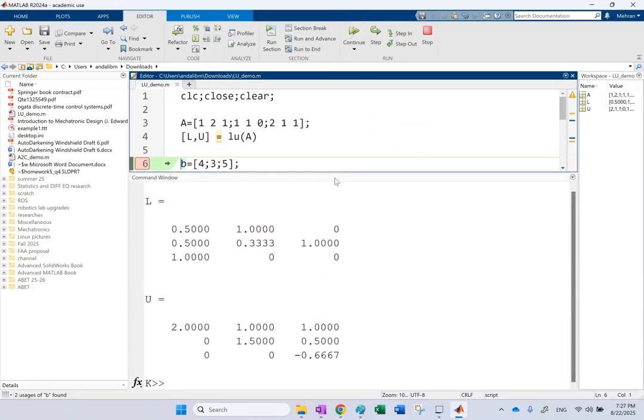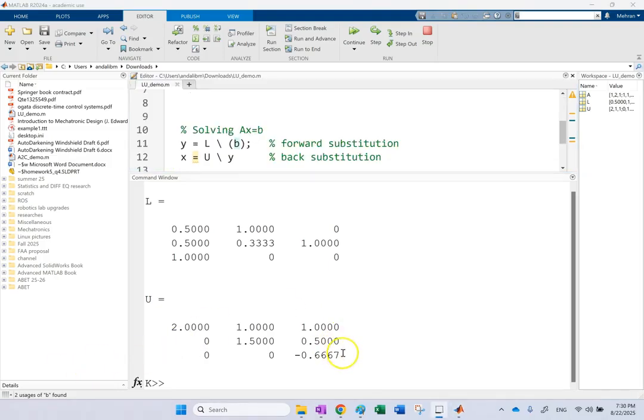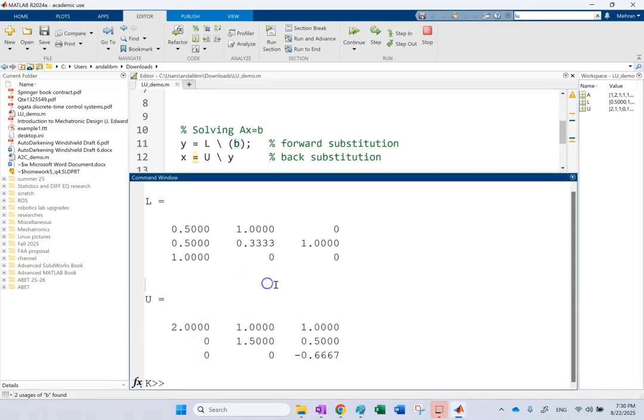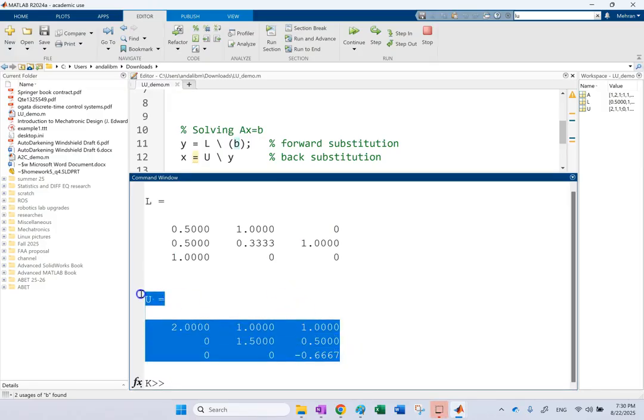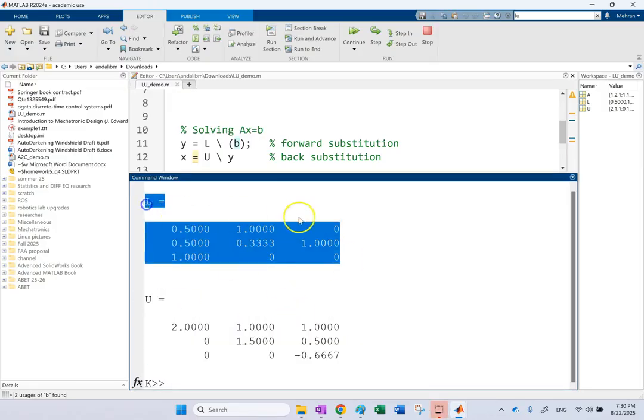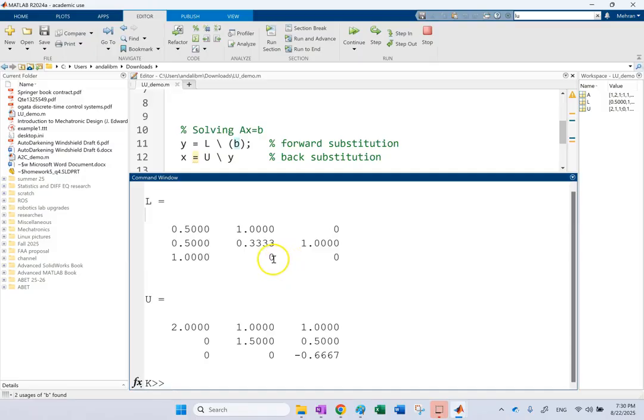You see that definitely this L is not the L that I found. Okay, it's definitely not that one. Okay, it's absolutely not that. And of course, the U will be different too. And even worse than that, although U is upper triangular, L is not lower triangular, right? I mean, these two zeros should be up there, right?